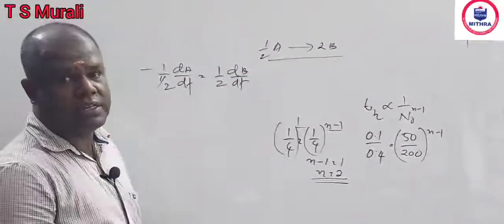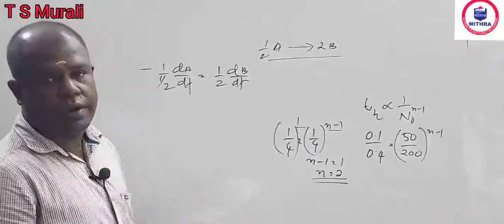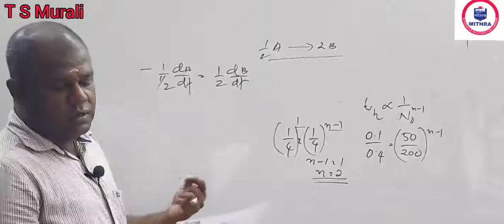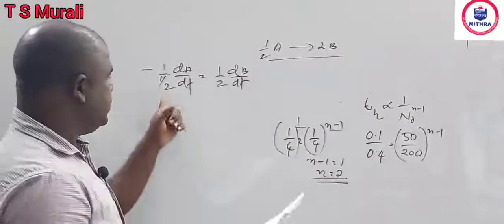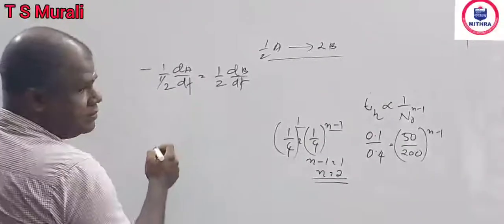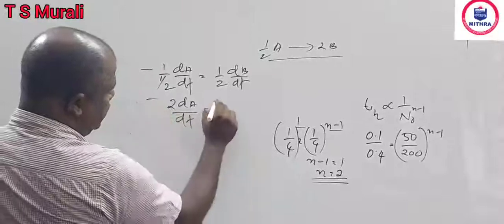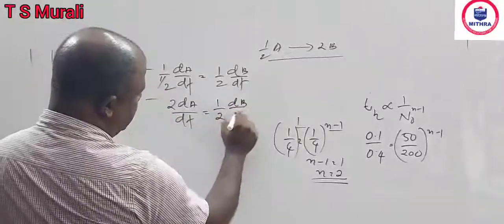When we are writing the rate expression in terms of reactant, there will be a negative sign. In terms of product, there is no negative sign. That is the theoretical argument. Okay, so I am taking 1 by 2 dA by dt. So 2 dA by dt is equal to 1 by 2 dB by dt.